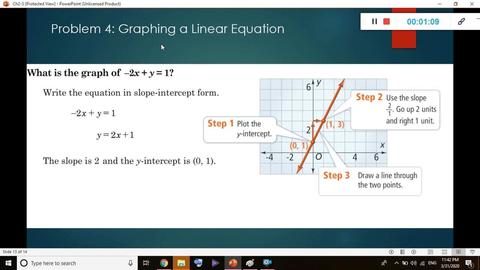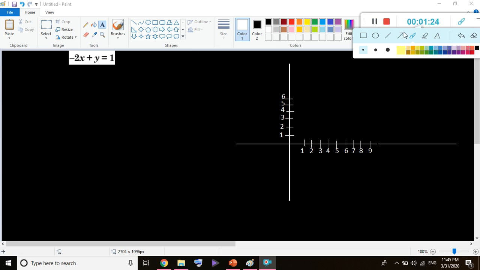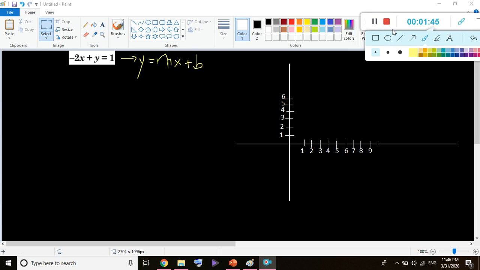Okay, here's a new idea, how to graph a linear function equation. If I gave you a linear function equation and I asked you to graph, let's see how we're going to graph this. Here they're asking what is the graph of negative 2x plus y equals 1. Okay, so let's try solving this to make a graph. So first of all, we're going to change it into y equals mx plus b. Then we're going to find the graph. So let's change it into this form. So we're going to move the 2x over there.